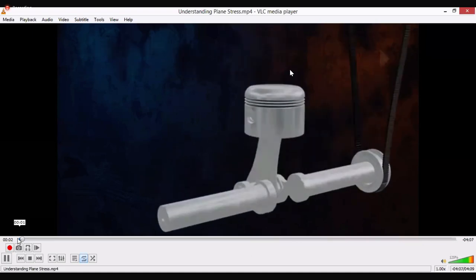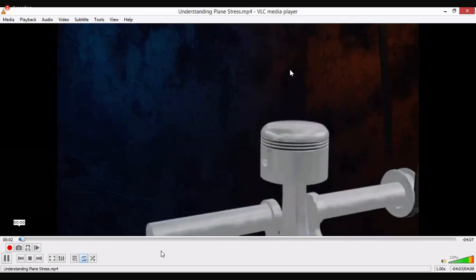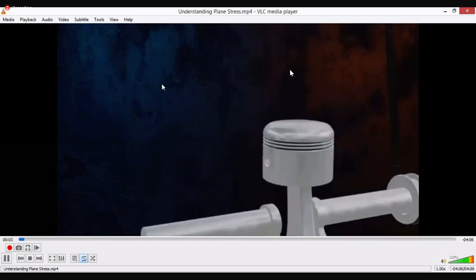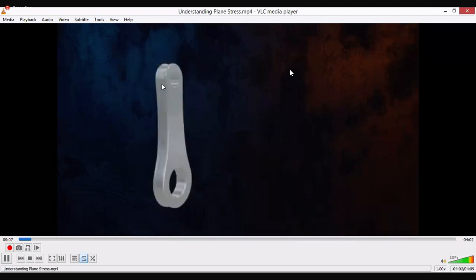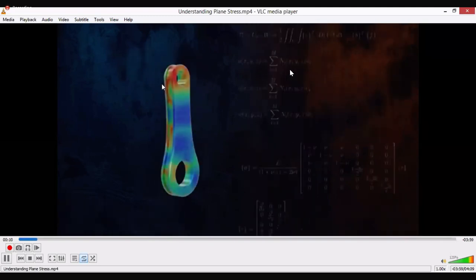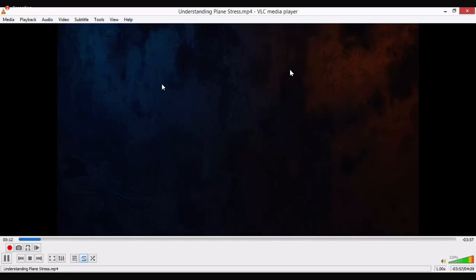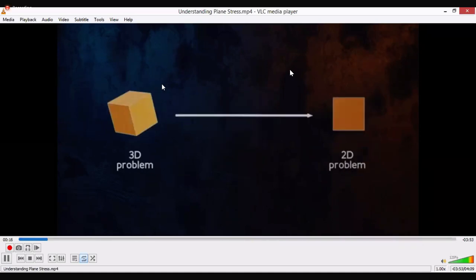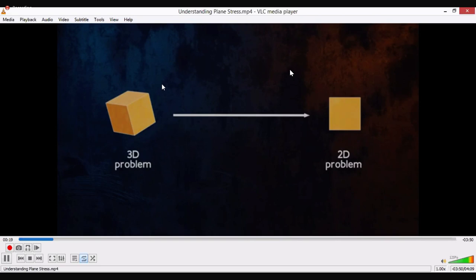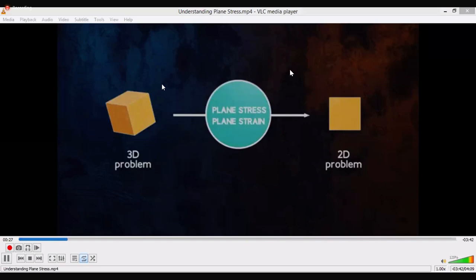Analyzing solid mechanics problems in three dimensions can be really hard work, and it can get very complicated very fast. Fortunately, in a lot of cases, there are some simplifications we can use to reduce a three-dimensional problem to a two-dimensional one, making it much easier to solve. The two main simplifications, which are frequently used in solid mechanics, are the plane stress and strain conditions. In this video, we're going to take a look at plane stress.